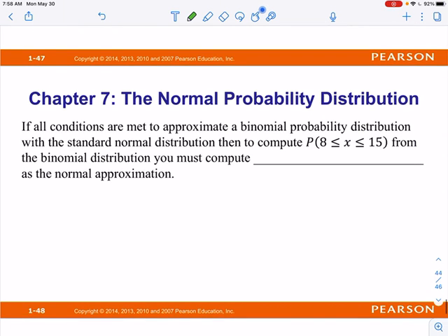If you want between two numbers, so between 8 and 15, this is when we have to subtract 0.5 from our lowest one and add 0.5 to our top one. So this one is asking for the probability that 7.5 is less than or equal to x, which is less than or equal to 15.5.